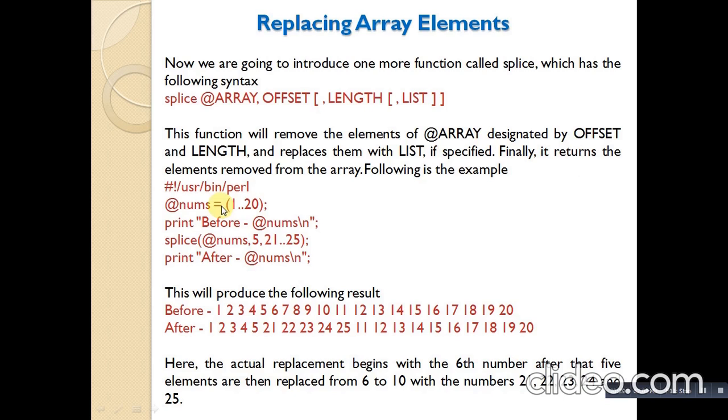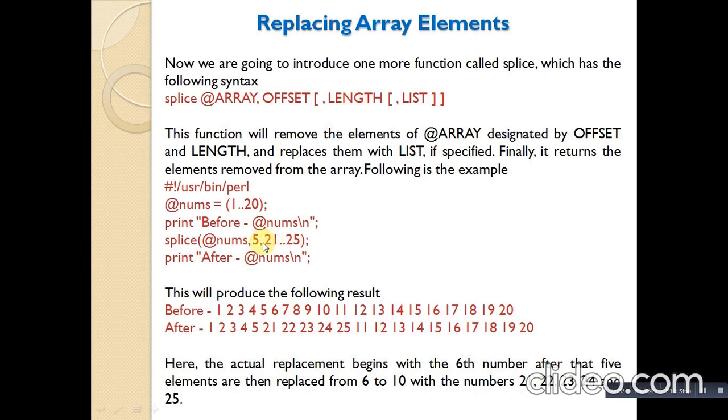@nums equals 1 range operator 20. So 1 to 20 values are going to print with this print statement, and thereafter I am using splice. Now carefully understand, splice opening parenthesis, and @nums, as I mentioned in the syntax, the array is @nums, comma offset, that is 5. So where to start? Start from index number 5.